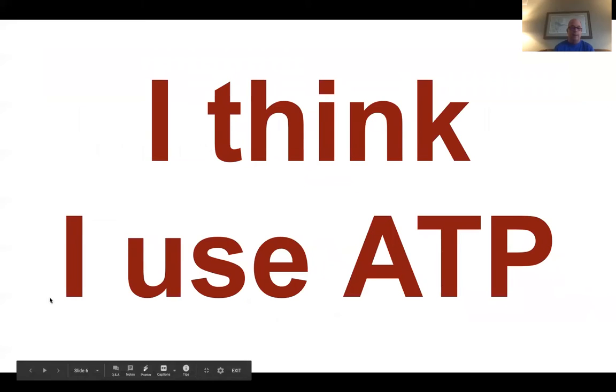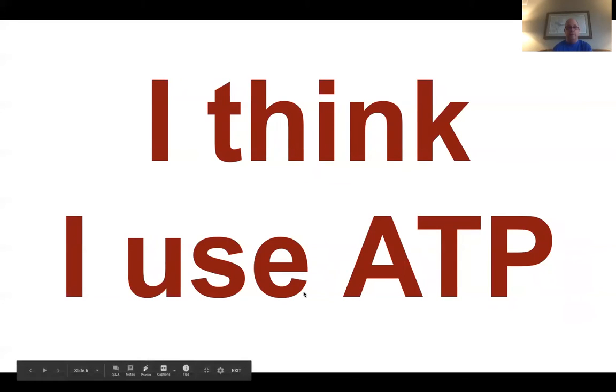So that's where this clever little statement comes in. I think I use ATP. Well, really, it should be I think, therefore I use ATP, because thinking definitely uses ATP. Think about it.